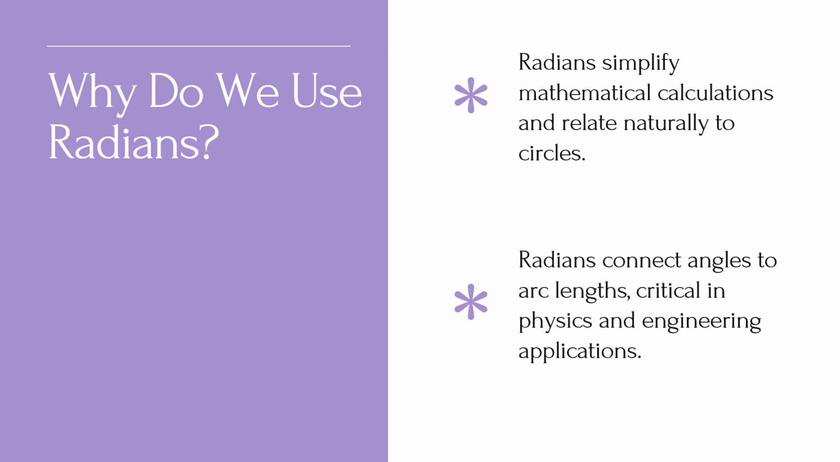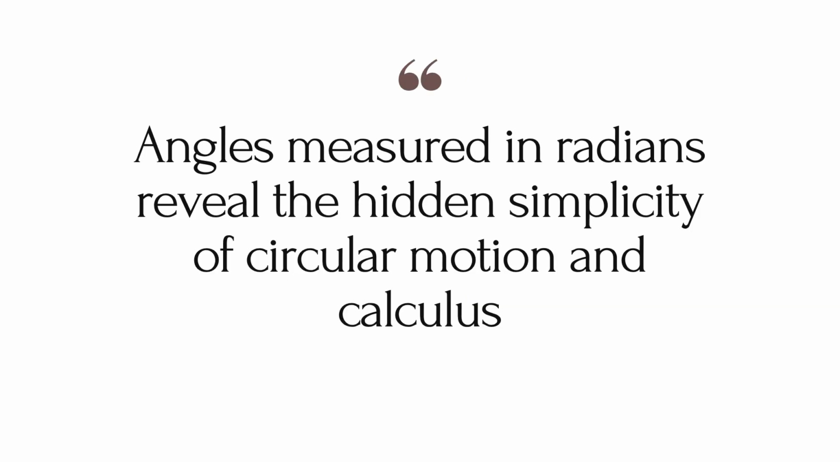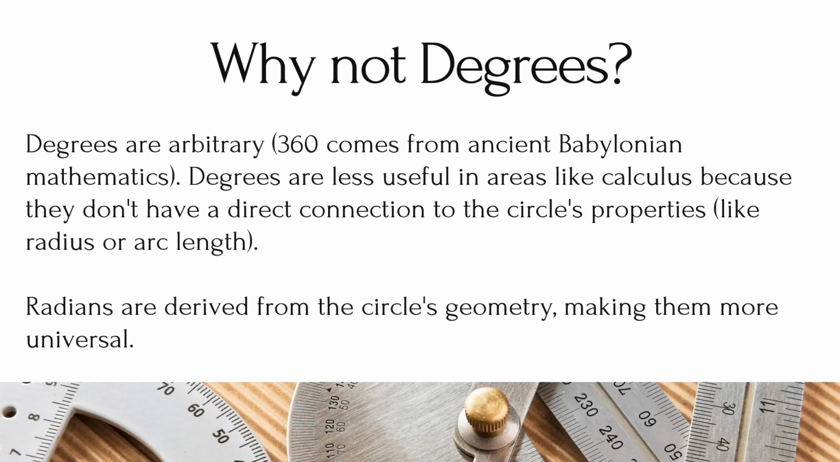They connect back to our circle in a way the degree does not. So angles measured in radians reveal the hidden simplicity of circular motion and calculus. You won't get through applied maths or higher level maths without having some knowledge of radians. So what I would say is just embrace it. It is weird, it is new, it is different, but very much doable for what little we have to work with them. So why not degrees?